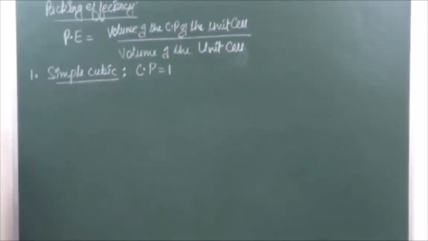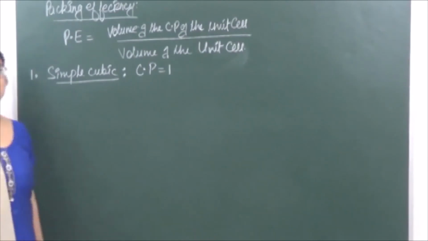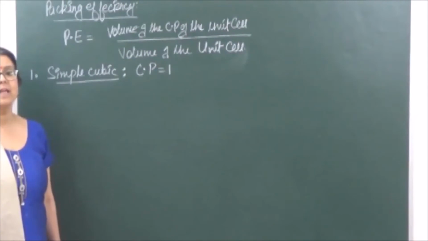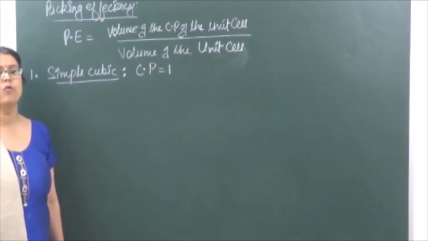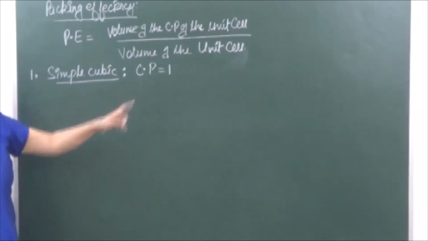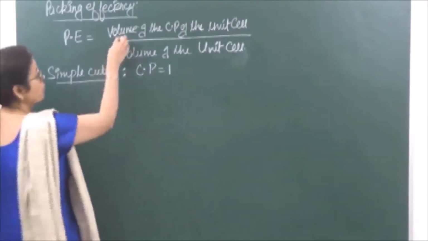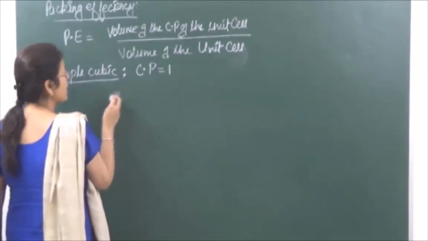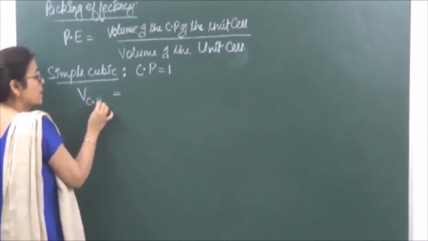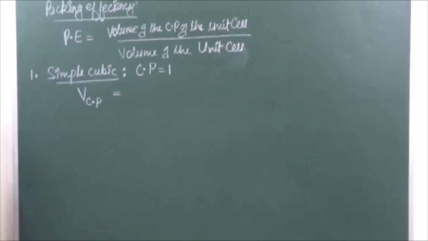Constituent particles is going to be 1. So volume of the constituent particles of the unit cell, we assume that the constituent particles are spheres, and the volume of a sphere is 4/3 pi r cube. Now if only 1 sphere is present in the unit cell, then what comes in the numerator? Volume of the constituent particle. So I am writing the volume of the constituent particle as VCP.